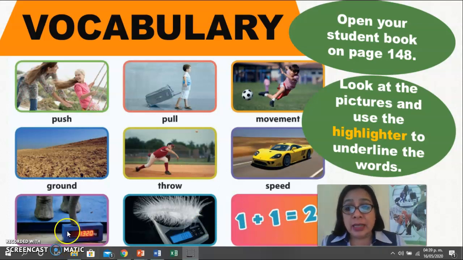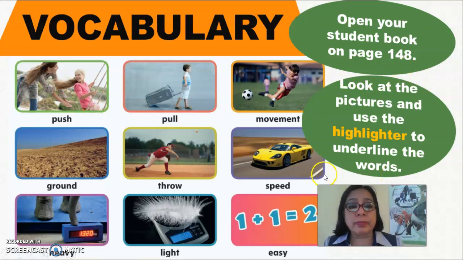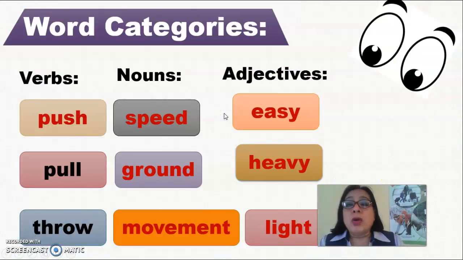Maybe you don't see the last 3 words here in the video, but in your book, you can see them, okay? So review this vocabulary because you will answer activity B in your student book. Let's pass to the activity B. Well, we have word categories, 3 categories of words, verbs, nouns, and adjectives. Verbs, push, pull, and throw. Nouns, speed, ground, and movement. Adjectives, easy, heavy, and light. This is the classification of the vocabulary, okay?